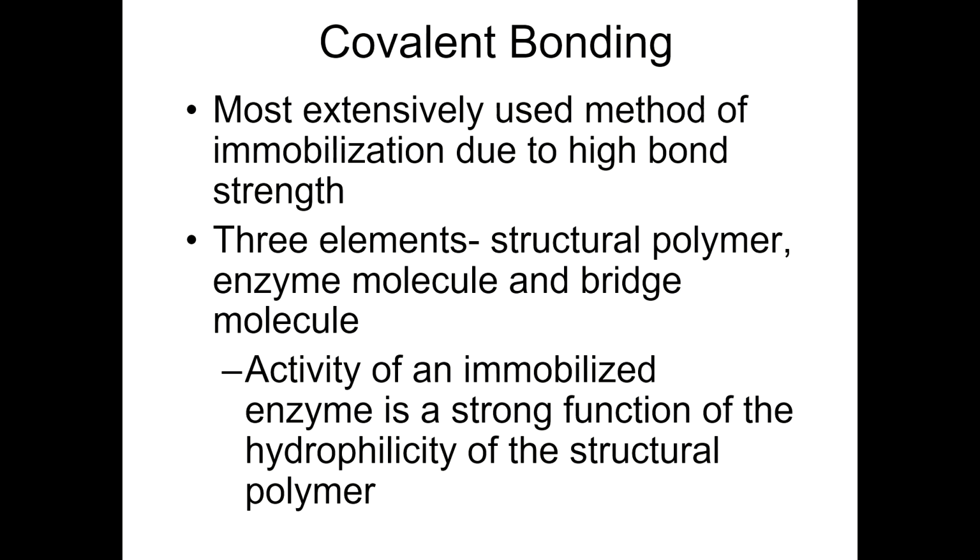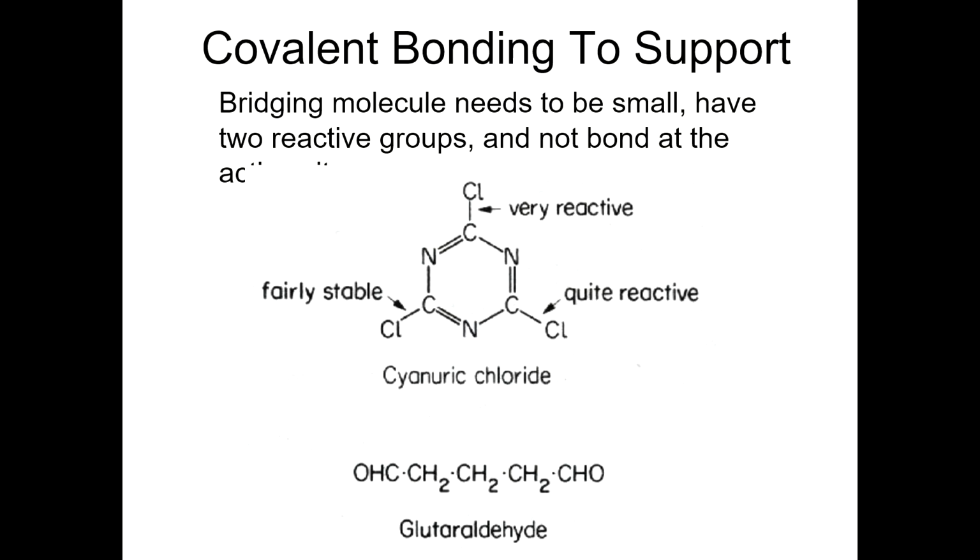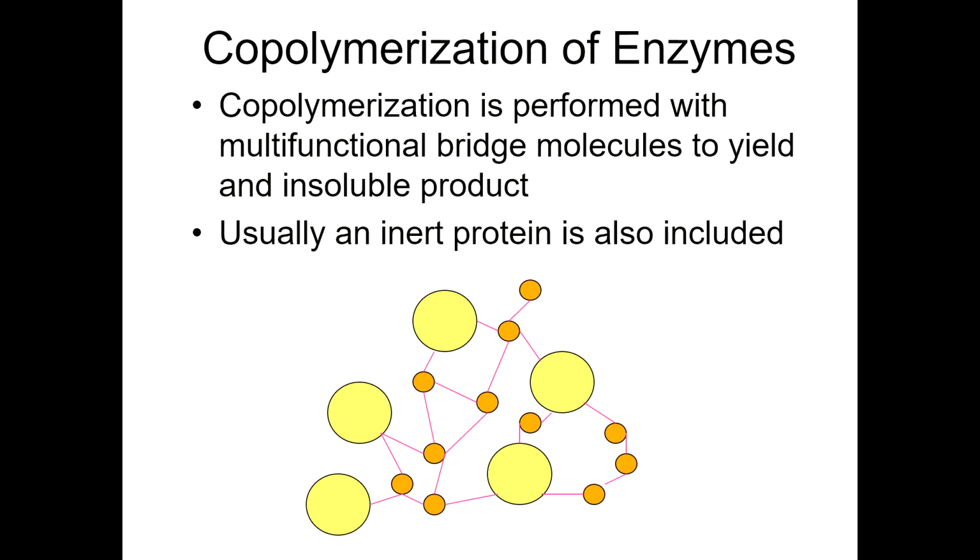Covalent bonding, in the, we can say, the sharing of electrons. But here covalent bonding, how it works: most extensively used method of immobilization due to the high bond strength. Okay, three elements: structural polymer, enzyme molecule, and bridge molecule. Activity of immobilized enzyme is a strong function of hydrophilicity of the structural polymer, covalent bonding to support. Bridge molecule needs to be small, have two reaction groups and not bond at the active site.